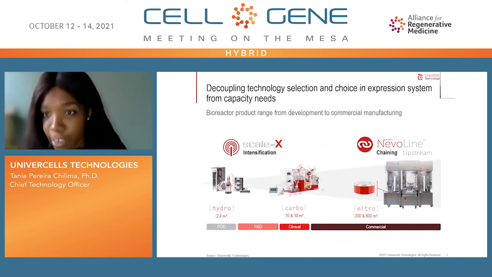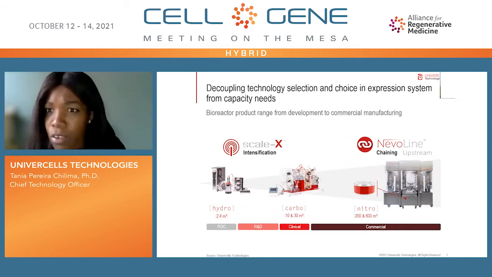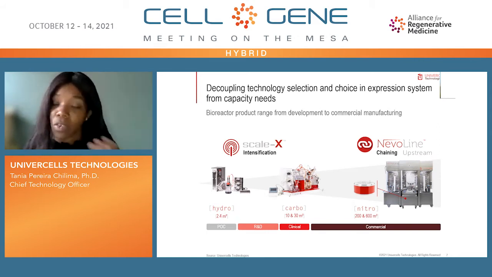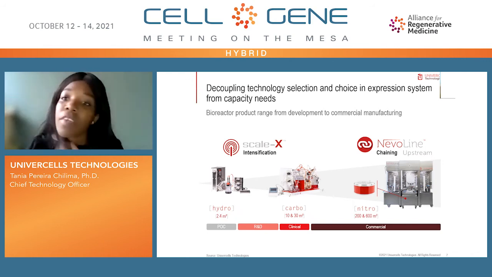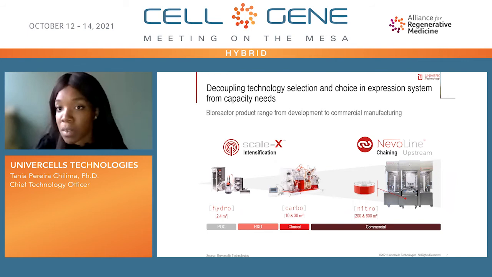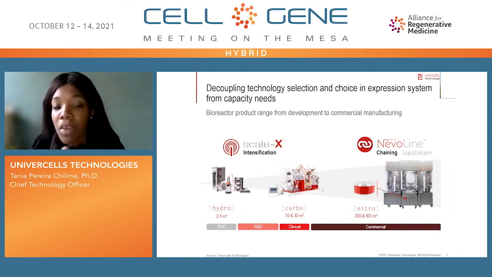So this is our technology portfolio, which basically illustrates in practice these two principles of chaining and intensification, starting with the ScaleX bioreactor, which is a structured fixed bed bioreactor, available in multiple configurations, going from the proof of concept scale, which is a hydro bioreactor that you see there on the left-hand side. Then in the middle, we have an intermediate scale, which is quite a unique configuration for a packed bed, for a fixed bed bioreactor, which is the carbo bioreactor, available in both 10 and 30 meters squared configurations.